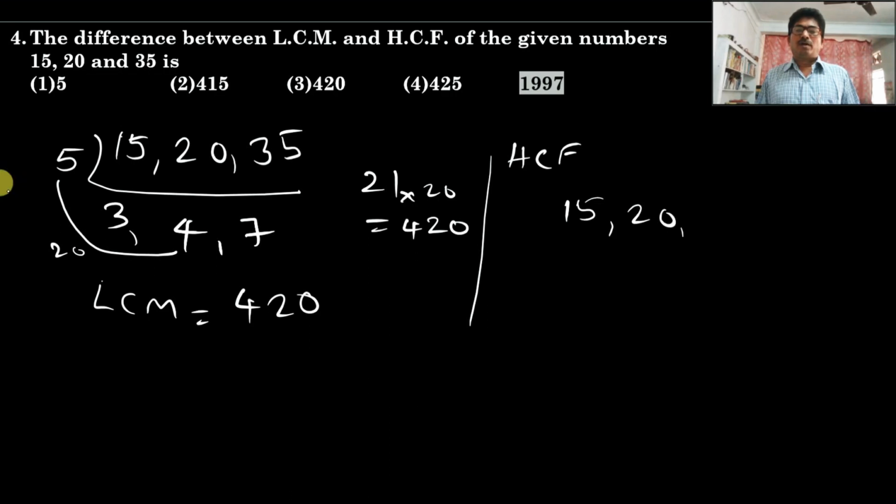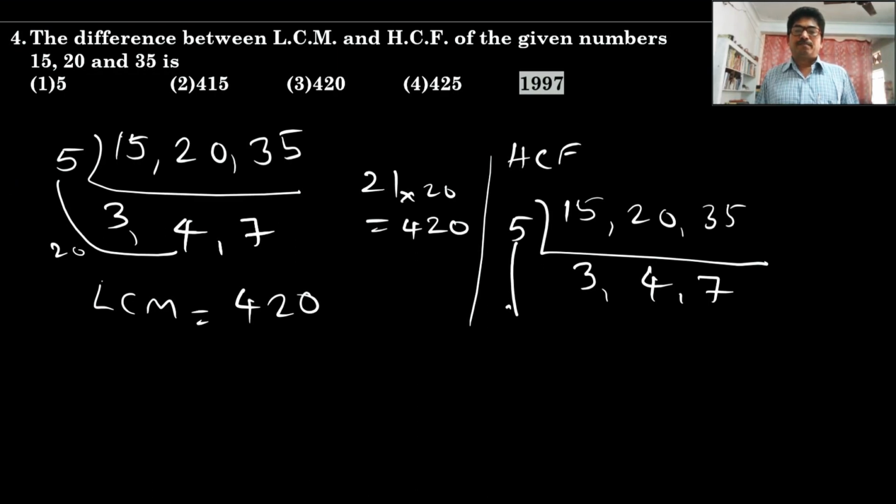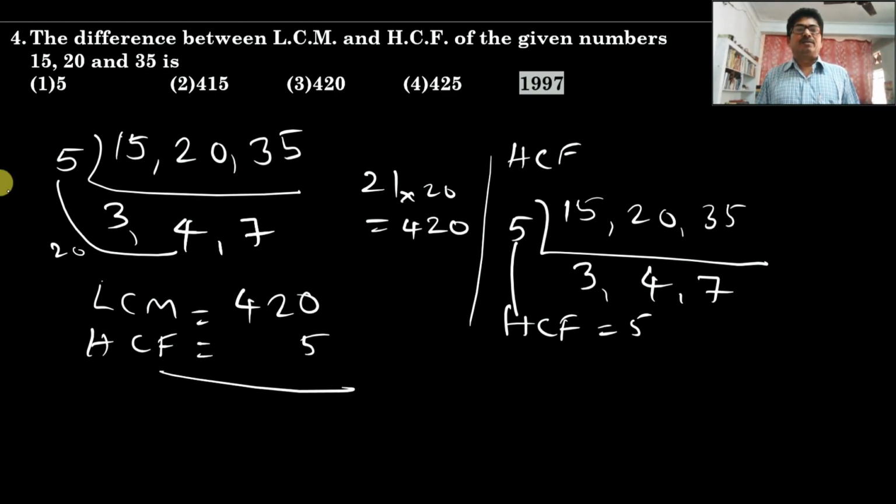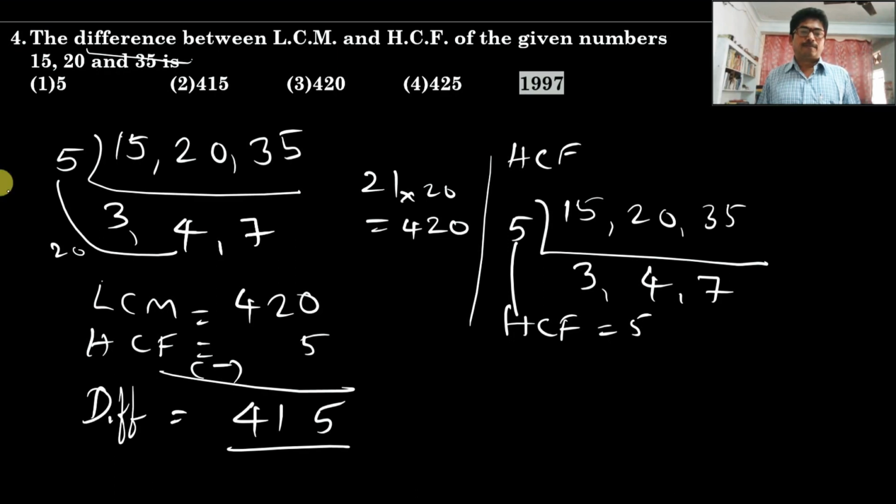Next, HCF. 15, 20, 35. All these numbers are exactly divisible by 5. 5 3s, 5 4s, 5 7s. So this is the HCF. HCF is equal to 5. Here they asked for the difference. Difference means we have to subtract: 420 minus 5. Orally we can find the difference. This is the difference, 415. Option 2.